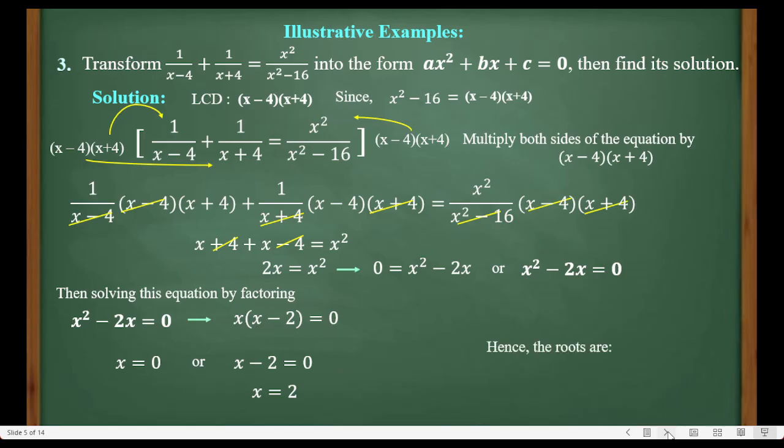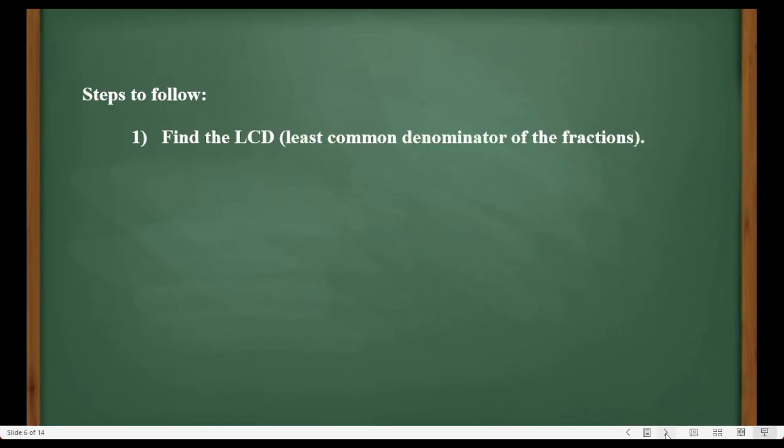Therefore, the roots are what? 0 and positive 2, which are taken from these two values of x. Okay? Now, to sum up what we have just learned from these three previous examples, these are the following suggested steps for you to follow in order to solve equations that are transformable to quadratic equations. And these are what?